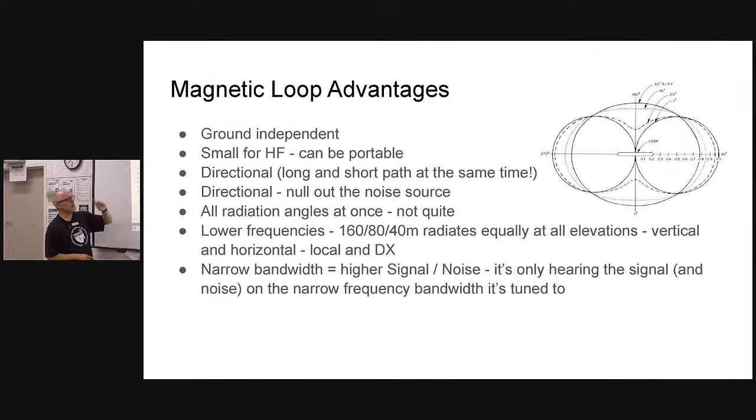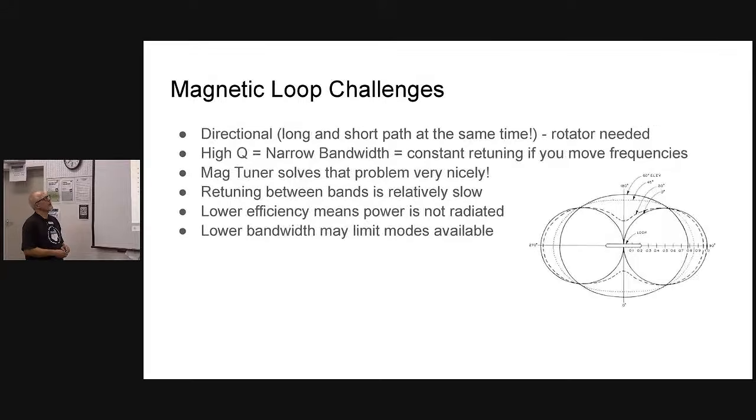Narrow bandwidth, it's hearing the signal at the bandwidth. It's also hearing the noise at the bandwidth, but it's only hearing that bit of the noise, not this much of the noise. Now, challenges. Finish off with, it's long and short path at the same time, so I'm not quite sure how you know that. I haven't had enough experience to know that. Oh, correct.